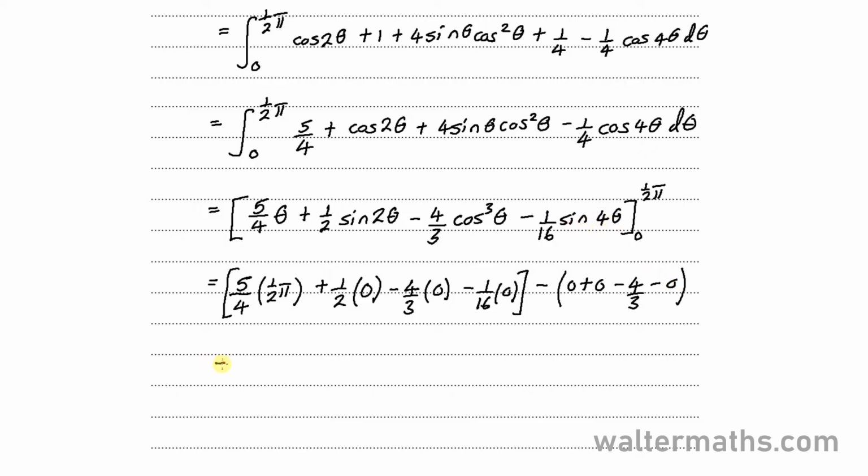So here, for this first part, we'll only be having 5/4 of a half pi, which is 5/8 of pi. And here on the second, it's minus of minus 4/3, which is plus 4/3. So that's all we're left with. And this happens to be the answer.